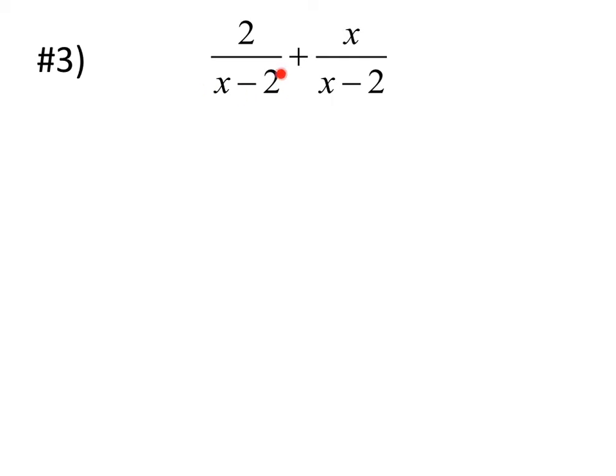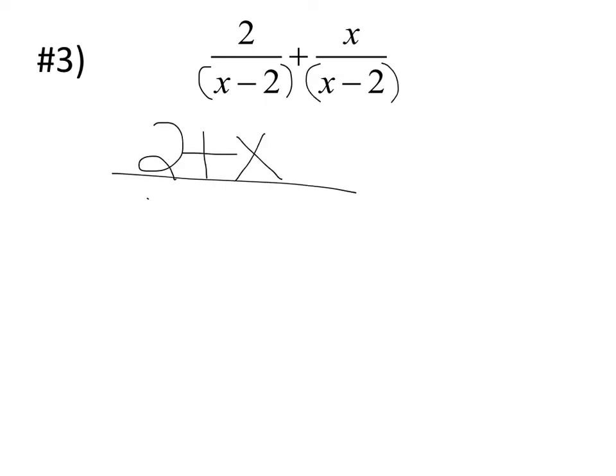Okay, same situation here. Because you have a common denominator, but remember we're always going to put parentheses around these. You're going to write what you're adding in the numerator over the common denominator, and that's actually going to be your answer. Can't do anything with that.